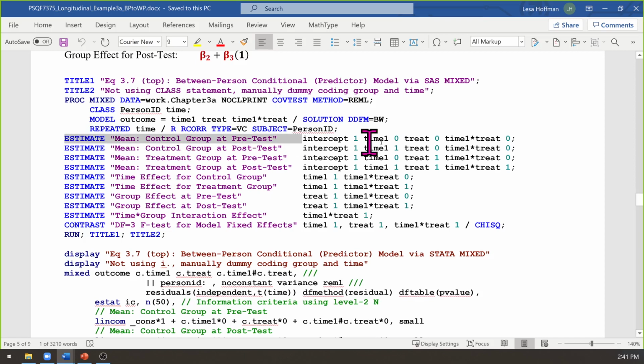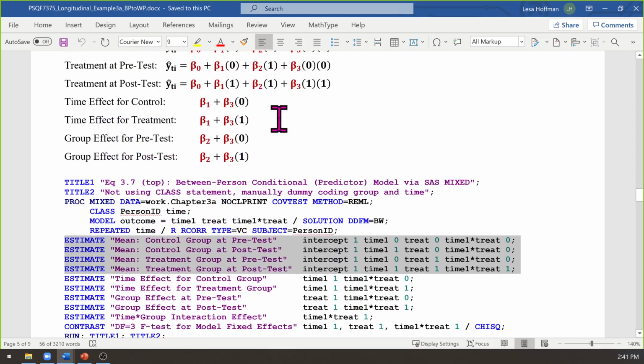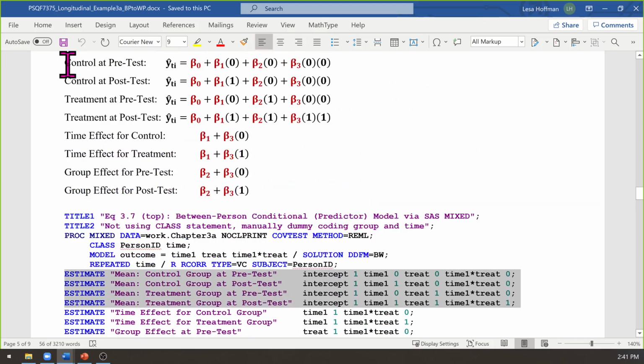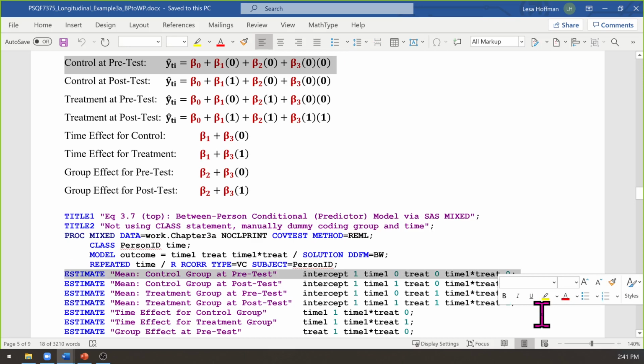And then in these estimate statements, the word, like intercept here, refers to the beta. So let me try and get this all on one screen. So like control at pretest, the word refers to what the beta is going to be. SAS estimates it, then stores that in memory. The number that you put here is the multiplier that goes in parentheses. So what do you want the prediction for?